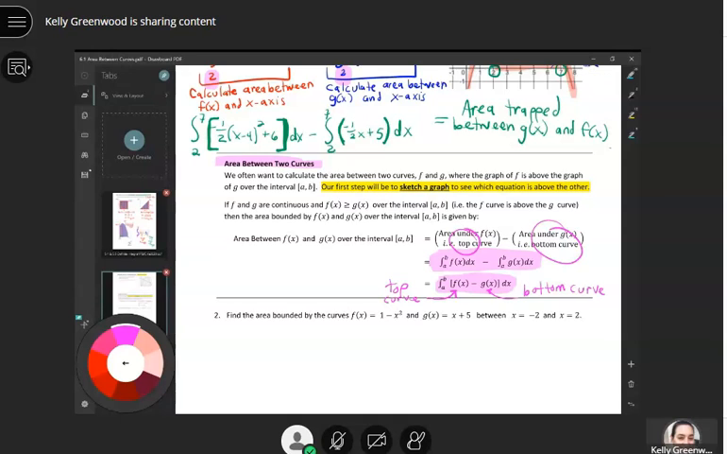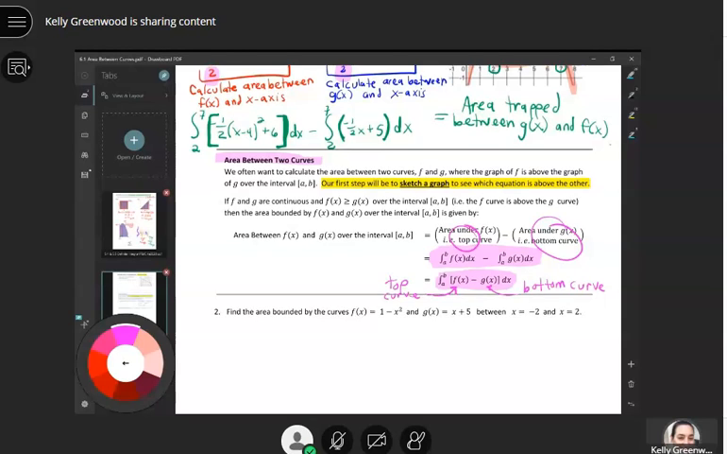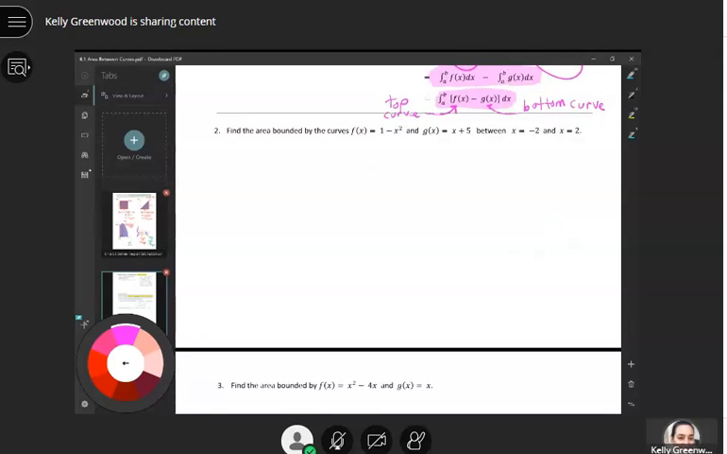Okay, so what in the world would this look like? Let's see what a problem on your homework is going to look like. Okay, so this is what you're going to see. Find the area bounded by the curves f of x, it's a parabola, and g of x, that's linear. And they're telling me where to look between, right? Between x being -2 and x being +2. Okay, so I have my limits of integration. I have my a and my b there.